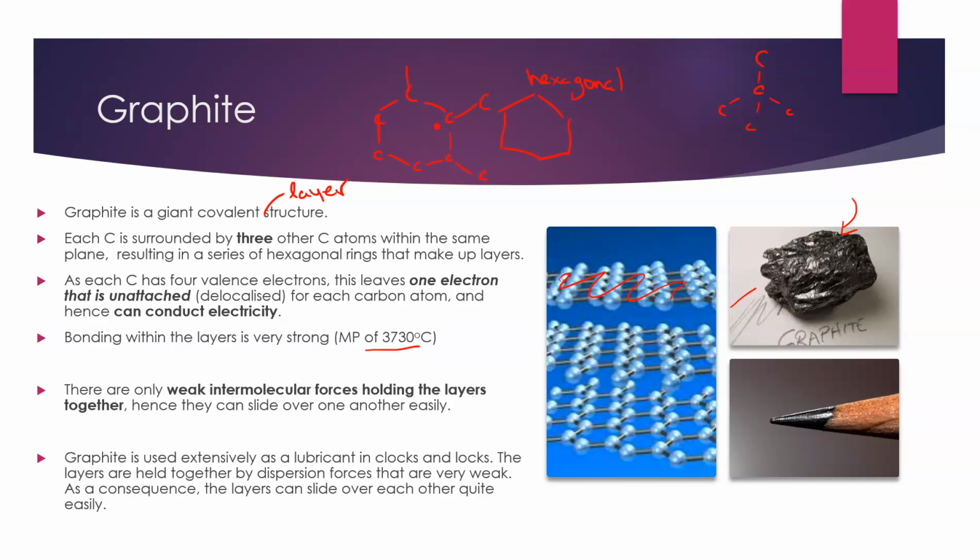Graphite, therefore, because of this unique property of being very slippery between the layers, is used as a lubricant in things like clocks and locks, where we have to have a dry lubricant where oil would start to gum up the system.